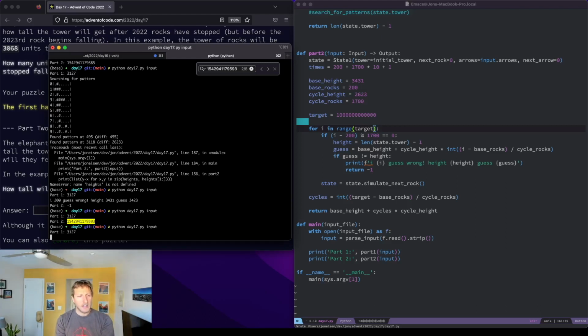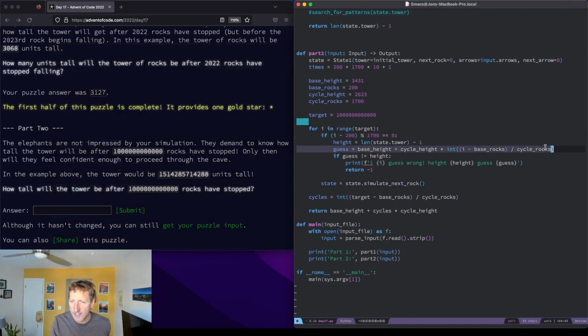All right. Well, I've got to go for a run, so I'm going to have to call this one here. I think we have the right way to do it, where we're determining that there's a cycle in the pattern. But for some reason, the math isn't working out, and that is disconcerting. We're even running through all these, calculating the state and determining that our guess is correct for every 1,700 rocks after 200 rocks.